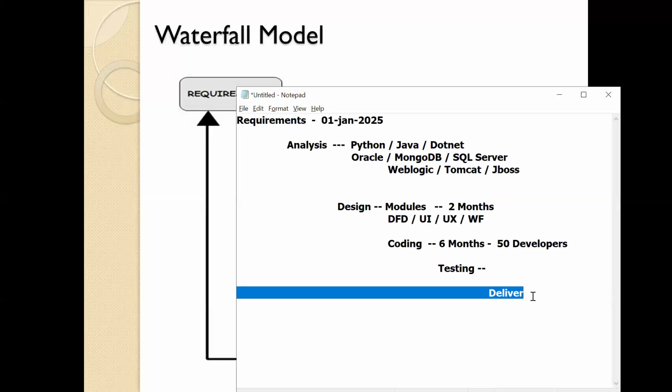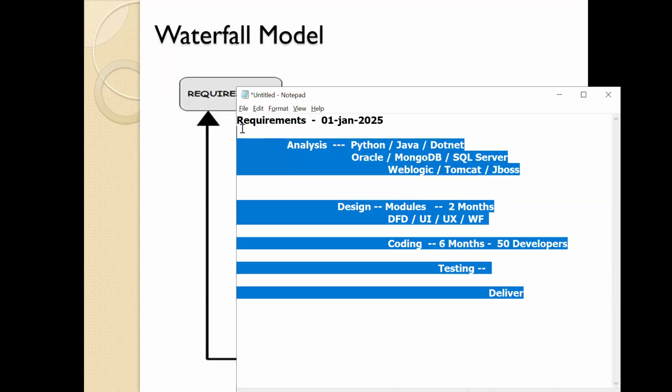In the current era, the clients keep on changing the requirements. Your software development model should be robust enough to accept the new requirements and deliver them along with the older requirements also. That is the flexibility the current model should have. But the waterfall model does not support clients giving new requirements.